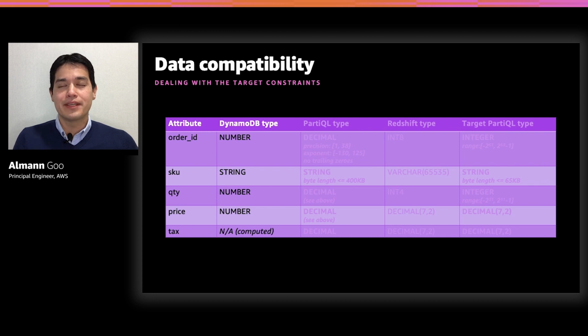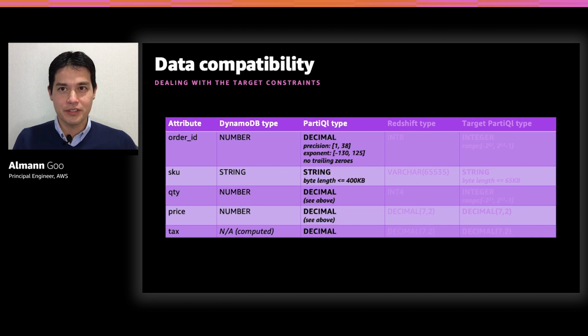So the next step is to deal with data compatibility. It's nice that we have a logical view for analytical reporting, but DynamoDB has different types than Redshift does. We're able to cover this in Particle. DynamoDB's number type is a decimal in Particle that has a floating precision and exponent, and also no trailing zeros. DynamoDB's string is also a string in Particle, but it has a byte length constraint of less than 400 kilobytes, the size of the record.